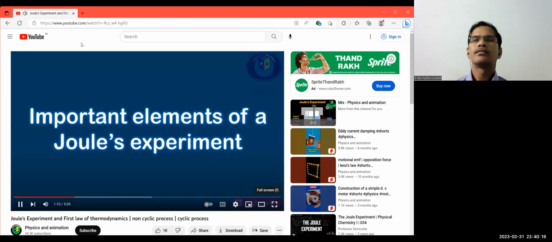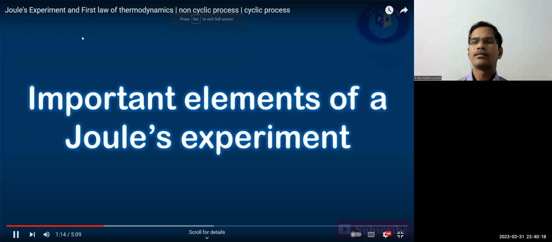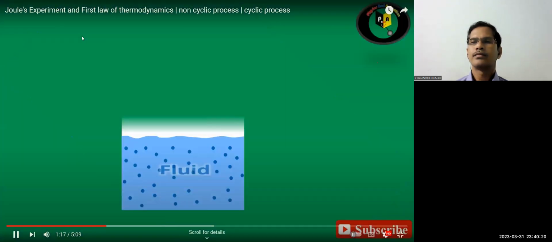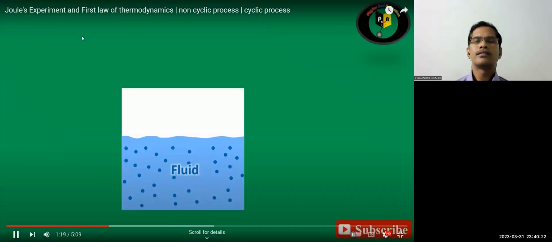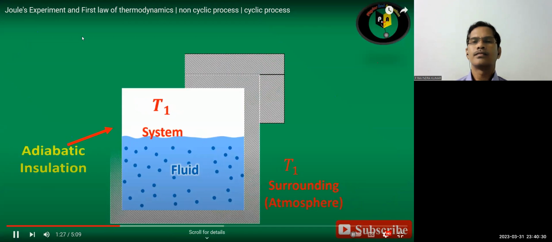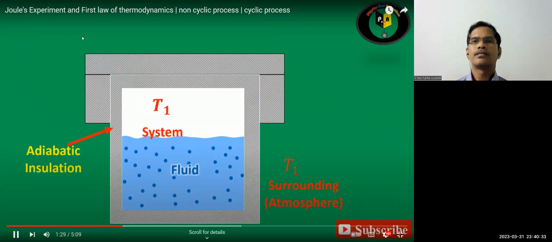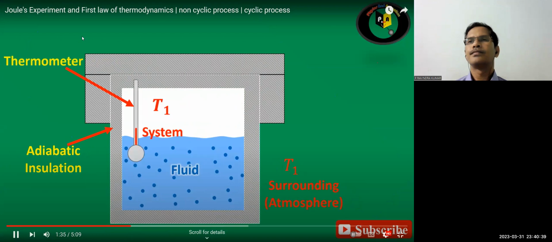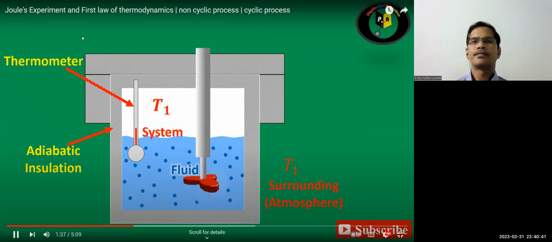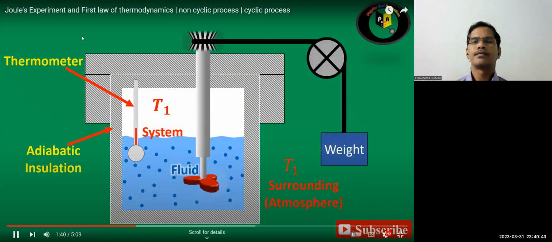Important elements of a Joule's experiment. In this experiment, J.P. Joule takes a closed system where there is not any interaction between the system at temperature T1 and the surrounding atmosphere at the same temperature T1, with the help of an adiabatic insulation. Therefore, heat energy is not going to cross the boundary of the system. A thermometer is used to measure the change in temperature, along with a paddle wheel and pulleys carrying a load at one end.